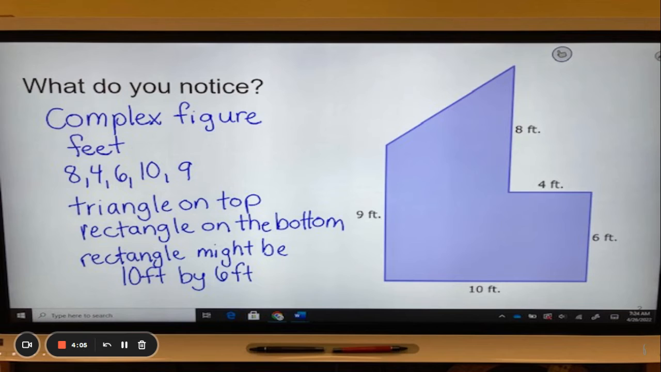So the students had some really good thoughts. I wrote down what they said, and this one I did as a whole group. Complex figure, they noticed the units, feet, they noticed the numbers. They noticed that they could start breaking up the figure into triangles and rectangles. And then we were getting into the meat of it: if they saw a rectangle, then they could have a dimension of 10 by 6 feet. And even though they said the word might, it was a good talking point. And as the kids were sharing, they were building upon each other's knowledge.